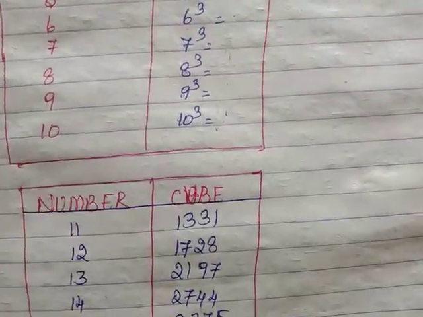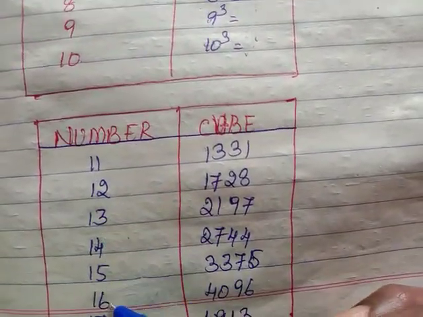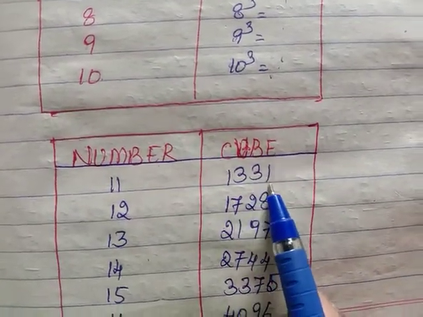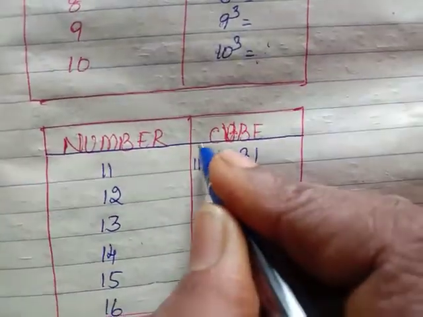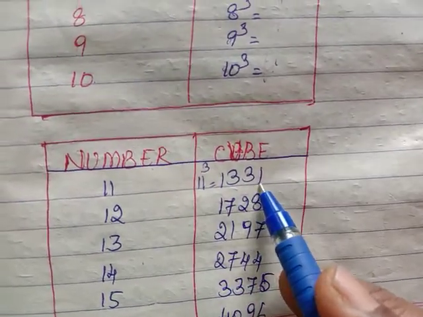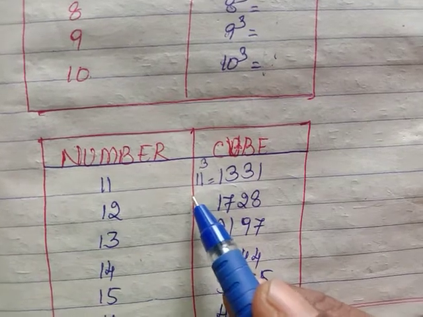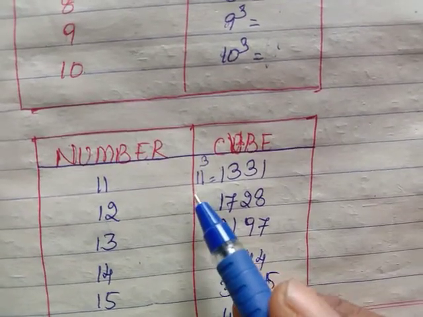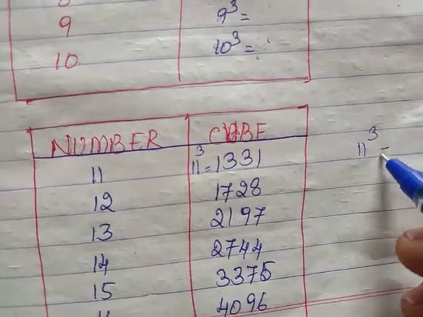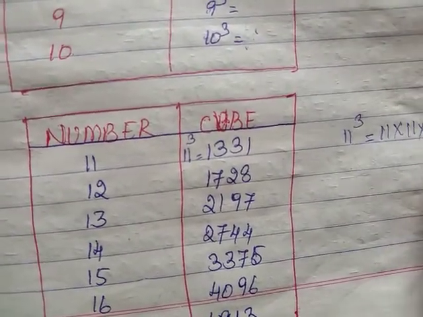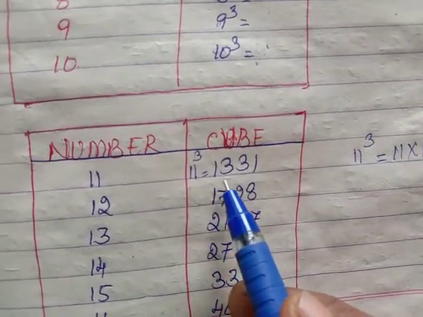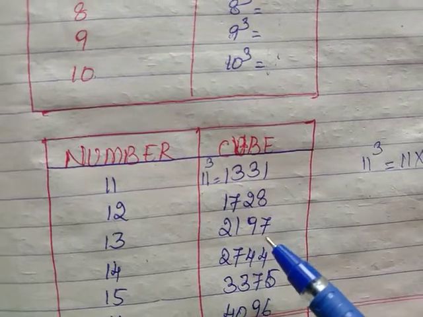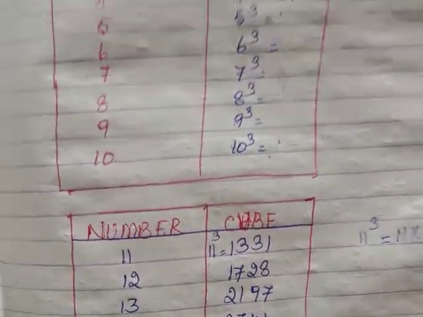Next is another one, like 11, 12, 13 and so on. Here 11 cube is equal to 1331. When you multiply 11 three times, it is not 11 into 3, that is wrong. You have to multiply 11 into 11 into 11, and you will get the answer 1331. Similarly, 12 cube is 1728. Like this you will get the cubic numbers. Now one more thing you can observe here, children.